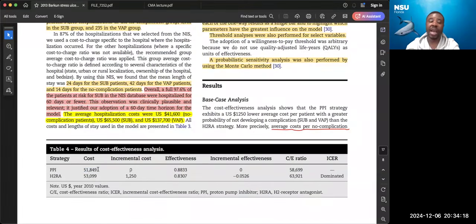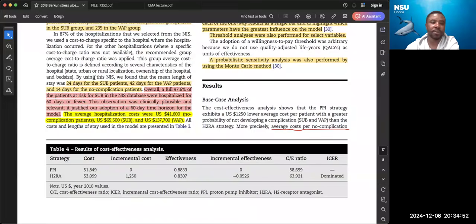So in the exams, if she's asking you about the total weighted cost in the article, this is it. They did the decision tree and everything, and then they had this as the total weighted cost for the PPI. And they did this, and they had the total weighted cost for the H2 arrays. And then for the effectiveness, like I said already, they did probability of no complication for the PPI, and this is probability of no complication in the H2 arrays.